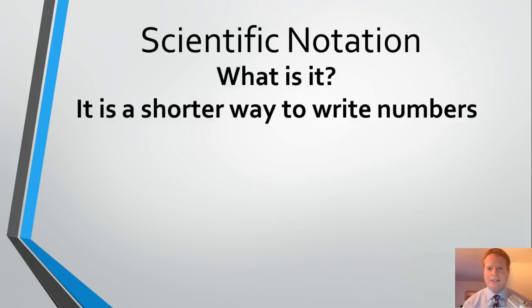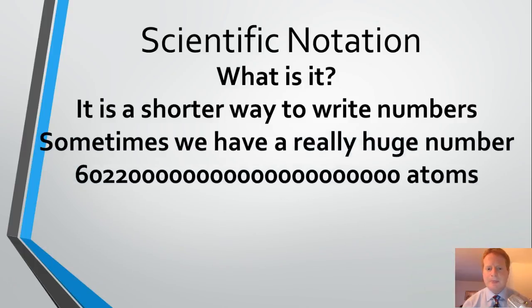So first of all, scientific notation, what is it? It's a shorter way to write numbers essentially. It's a nice condensed way to write relatively long numbers. For example, this is an actual number that we use in chemistry fairly often, and it's a huge number. Imagine having to write all of those zeros over and over again.